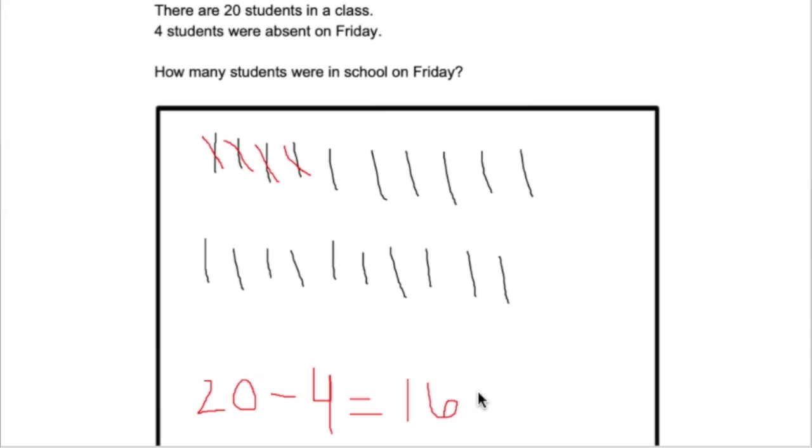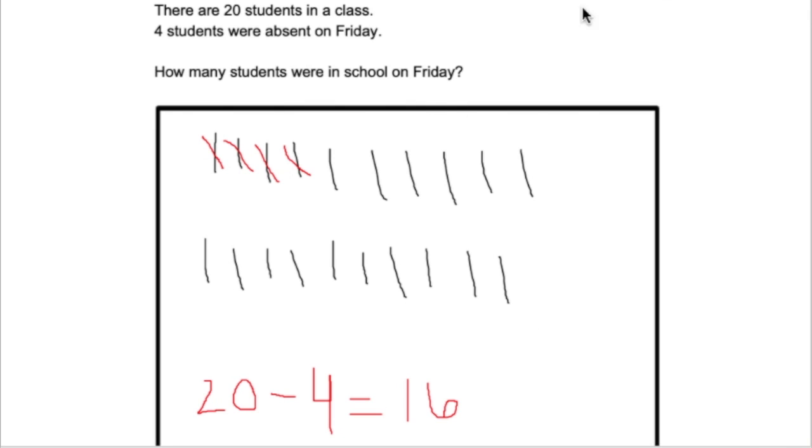Now today is Word Problem Wednesday. Let's take a look at what we're going to work on today. But before we get started on today's problem, I want to look back at a word problem we did last week. This word problem says there are 20 students in a class. 4 students were absent on Friday. How many students were in school on Friday?